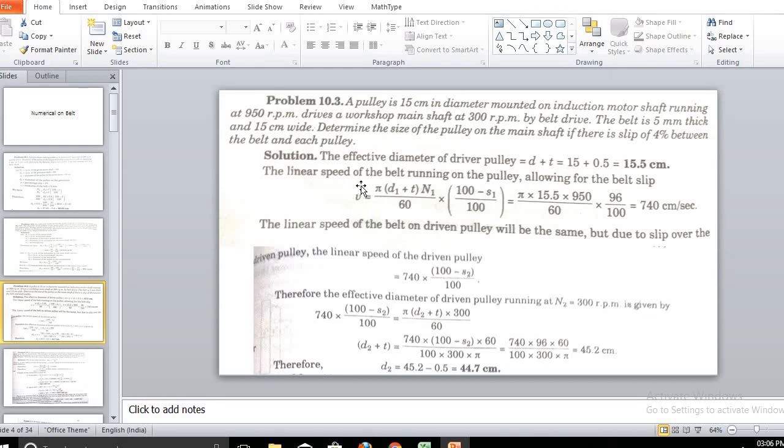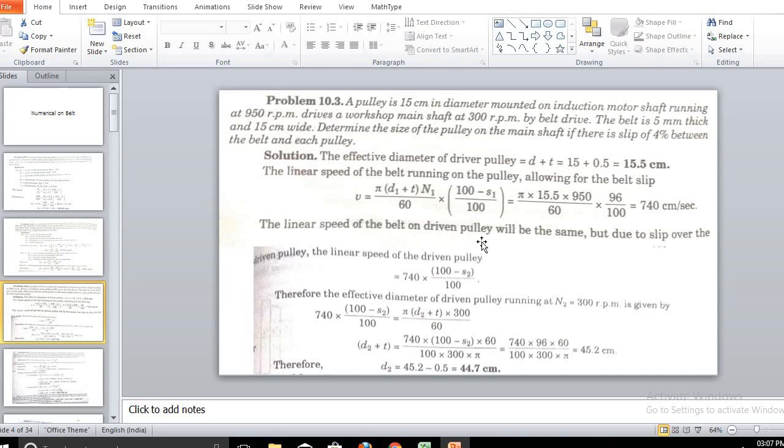So the linear speed of the belt running on the pulley now becomes, putting in the values, pi into (d1 plus t) now 15.5 into n1 950 by 60, and this bracket (100 minus s1), 100 minus 4, slip is given as 4%, 96 divided by 100, so 740 centimeter per second. This is the linear speed on the first pulley, the driver pulley.